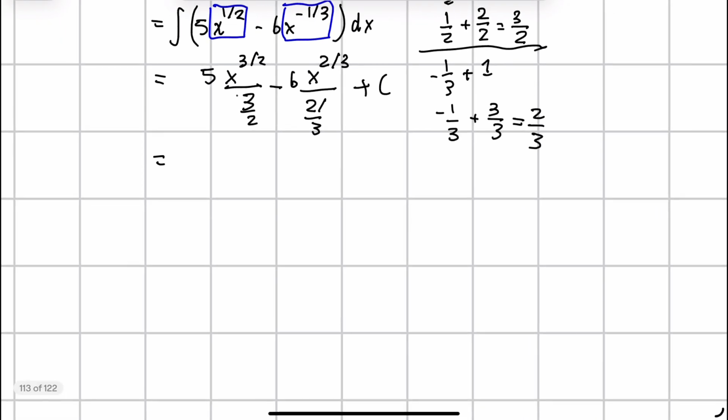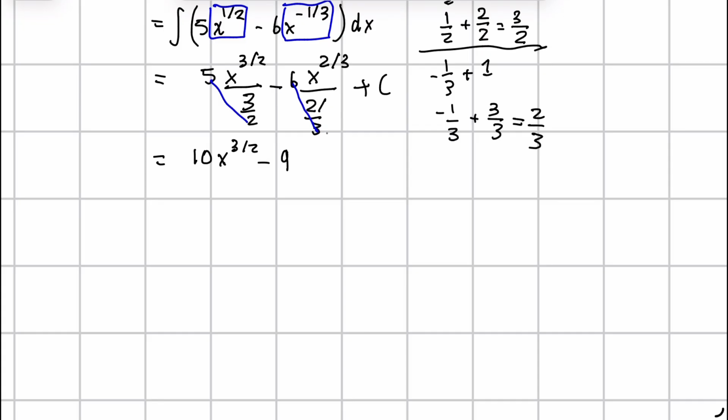So when you have division by a fraction, right, you can move that into the numerator. You can multiply by the reciprocal instead. So now you have 10, which is going to be 5 times 2, right? You're going to have 5 times 2, and then here you're going to have 6 times 3. So then that's going to be 10 in the numerator. You're going to have x to the power of 3 over 2 minus 9, right?